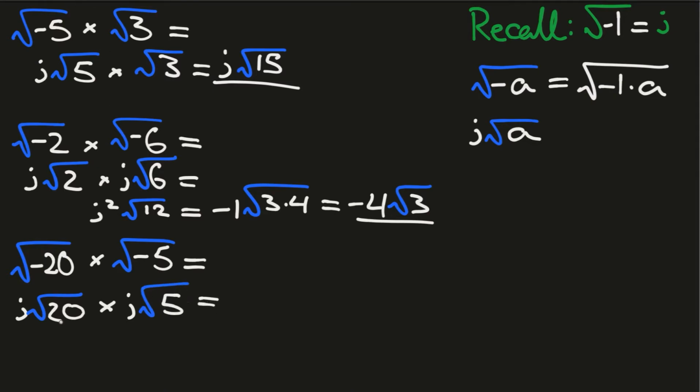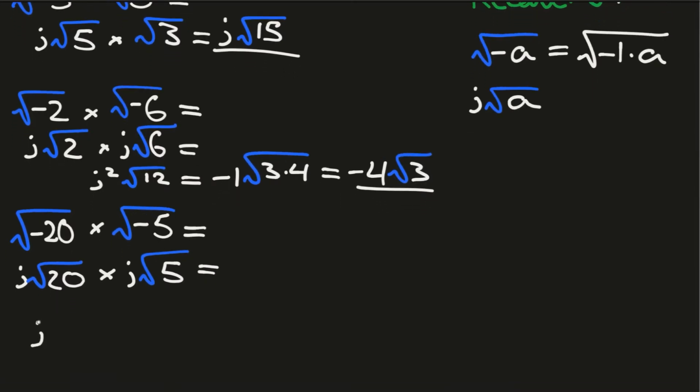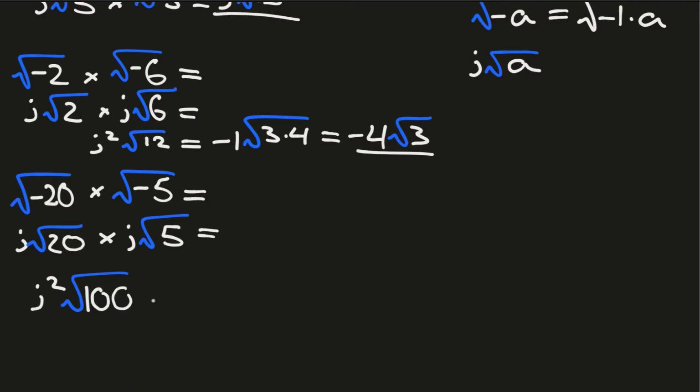Now, it is true that we can simplify the square root of 20, but if we observe here, we know that i squared and the square root of 100 would result. And we know that the square root of 100 is simply 10, and we know that i squared is negative 1, so we're left with negative 1 times 10, meaning that our answer is negative 10.